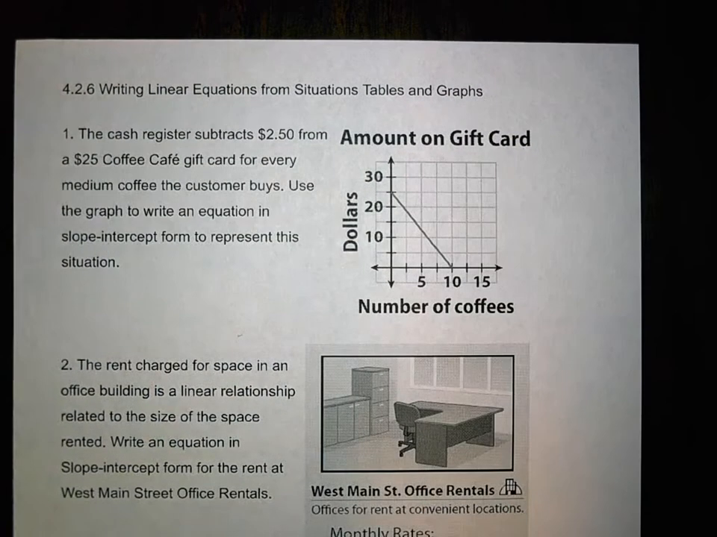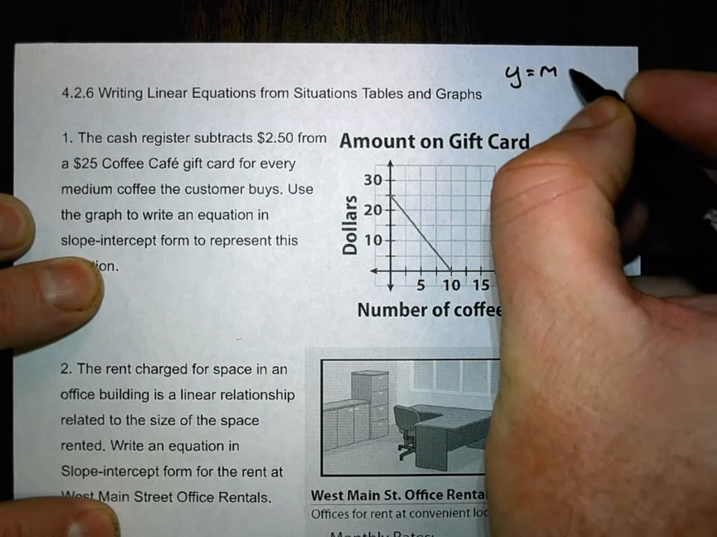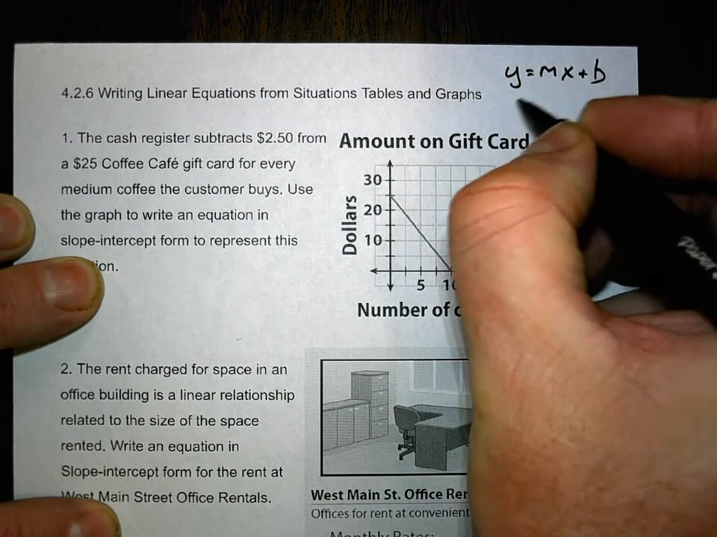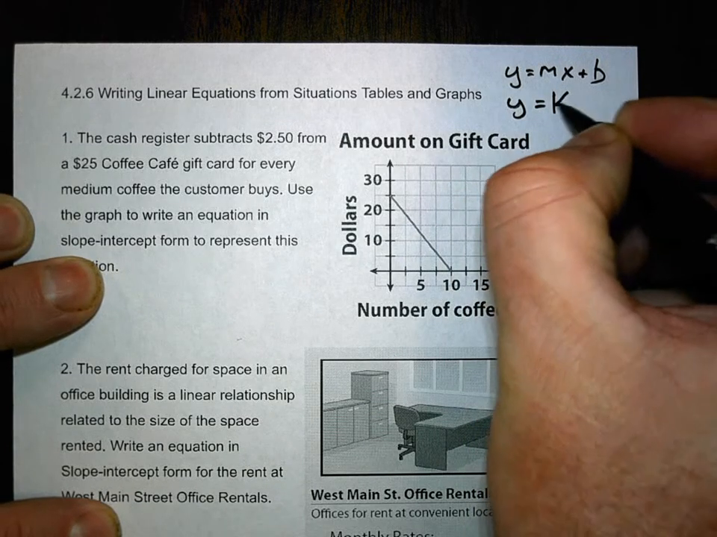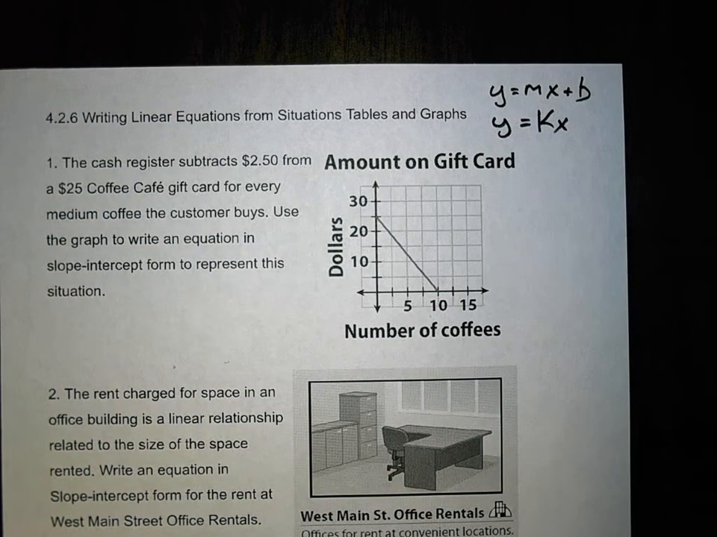So, we're going to write some equations. Now, what are the only two equations we're dealing with right now? We have two equations: y equals mx plus b, and y equals kx. Why did I put them at the top of my paper? Because I know that when I write these, the equation's going to look like one of them, when we're all done.